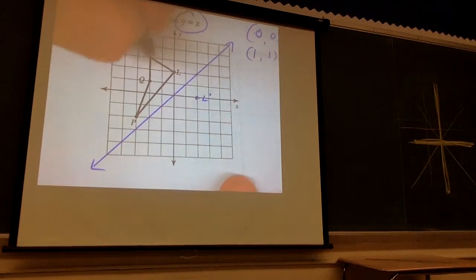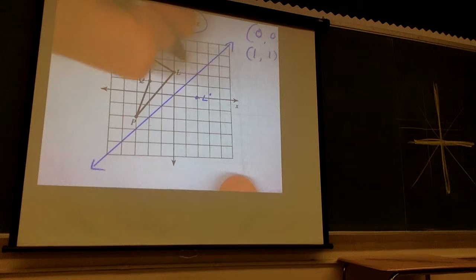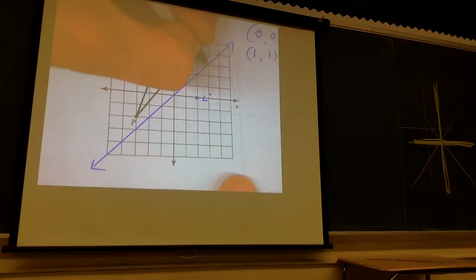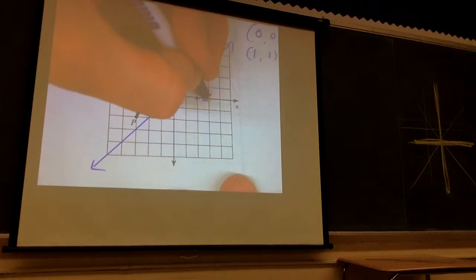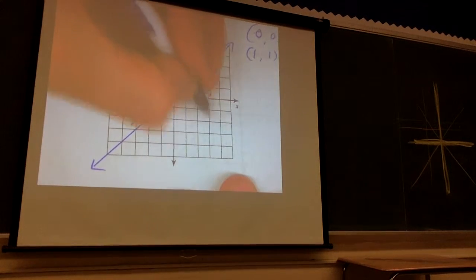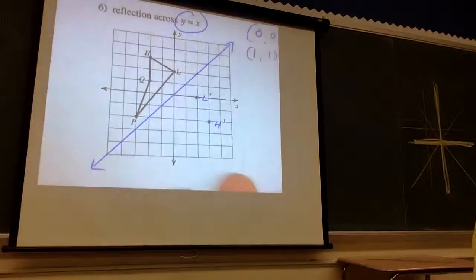H, I'll do this one horizontally too. H is 1, 2, 3, 4, 5 away. So H prime is going to be 5 away also, but now going vertically. 1, 2, 3, 4, 5. Here's H prime.